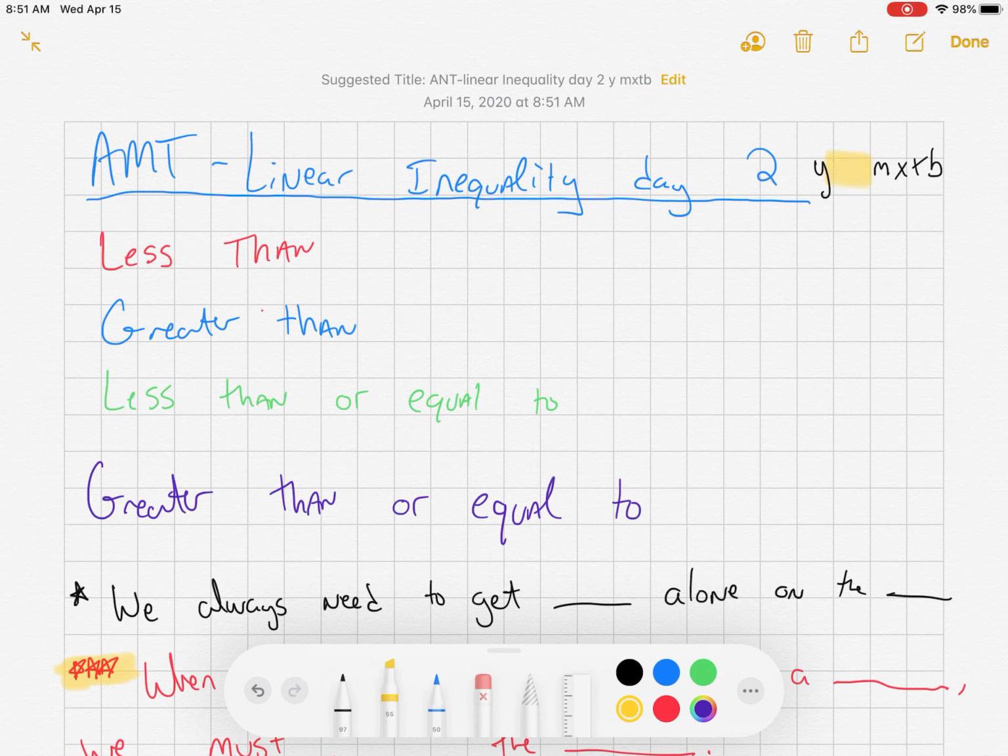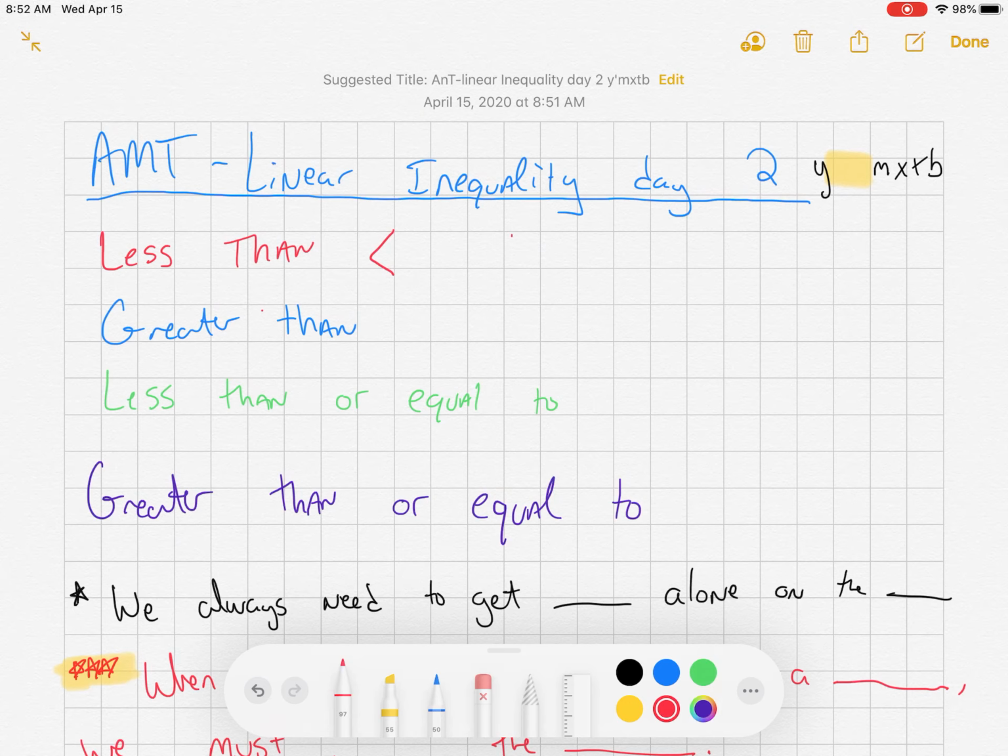mx plus b. Now you probably notice, hey, why didn't you put a sign in there? I'm used to putting an equal sign here, yes, but if it was an equal sign, it would be a linear equality. We have a linear inequality. So we have 4 potential signs that could go in that yellow highlighted slot. The first one is a less than sign.